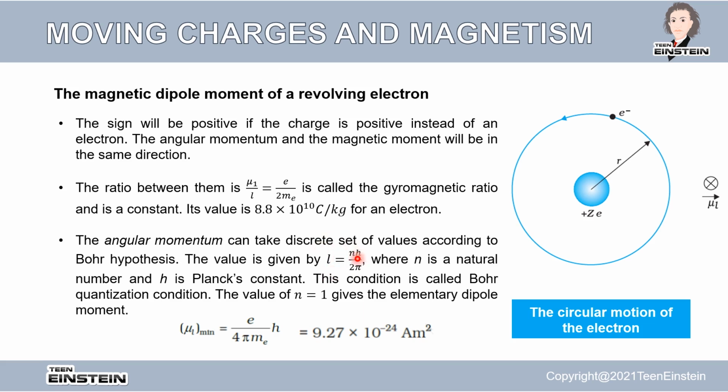For example, for n equal to 1, L takes h by 2 pi. n equal to 2, L takes 2h by 2 pi. n equal to 3, L takes 3h by 2 pi. So these are the only allowed values an angular momentum can take for an electron. So what is the basic value for this? Let's substitute n equal to 1, and substitute Planck's constant and 2 pi and find out the value. It is given as 9.27 into 10 power minus 24 ampere meter squared. So this is the unit of magnetic moment.